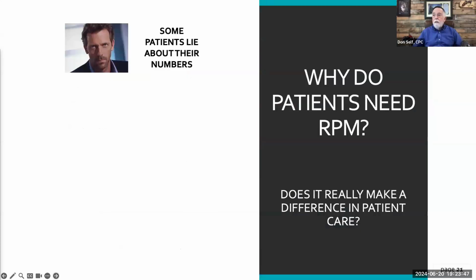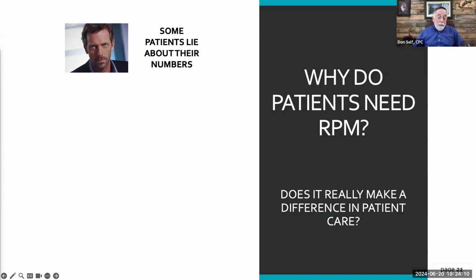Exactly. And some patients are going to lie about their numbers. I remember one time around 12 or 13 years ago, I was driving my dad to the cardiologist, and he was filling out a form. I said, "What are you doing?" He said, "I'm putting in all my blood pressure numbers for the last quarter." I said, "Dad, you're making them up." He said, "I know. This way the doctor won't yell at me."